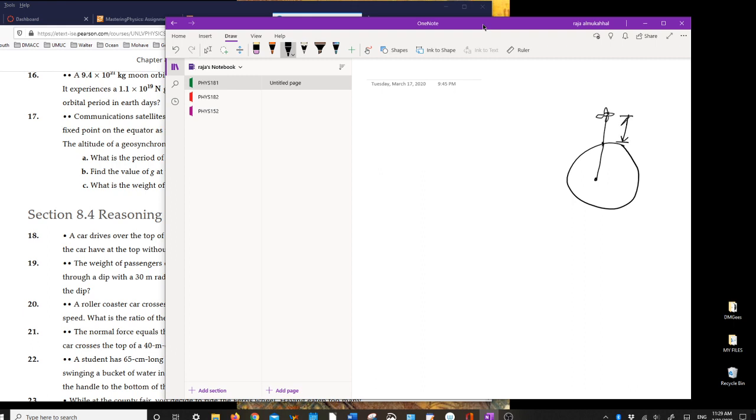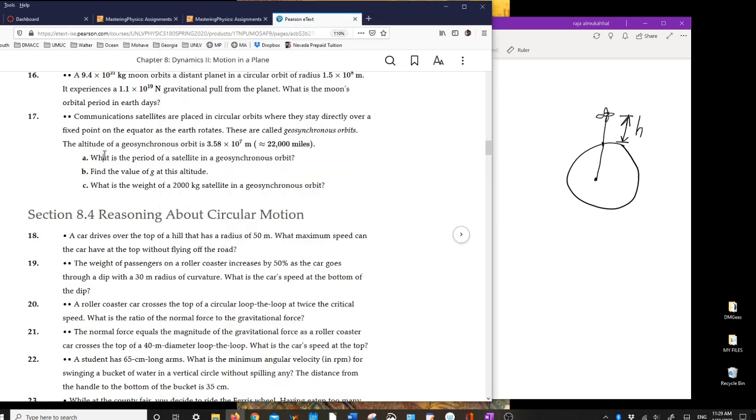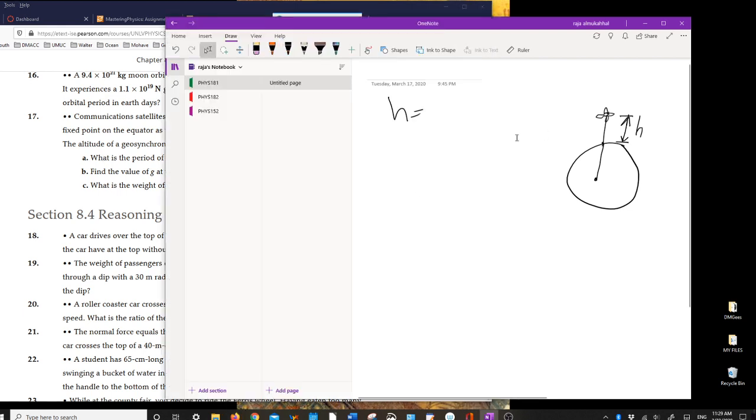I'm still also practicing how to use this silly stylus pen. So the altitude, let's call it h, and this h is given to us as 3.58 times 10 to the 7 meters. Now remember, the radius of the Earth is 6.37 times 10 to the 6 meters. That's the radius of the Earth here.